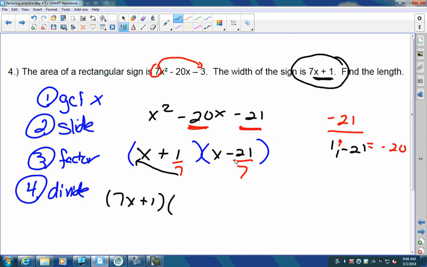Well, my other one, what's negative 21 divided by 7? Negative 3. So my answer is going to be x minus 3. That's the length that you didn't have.